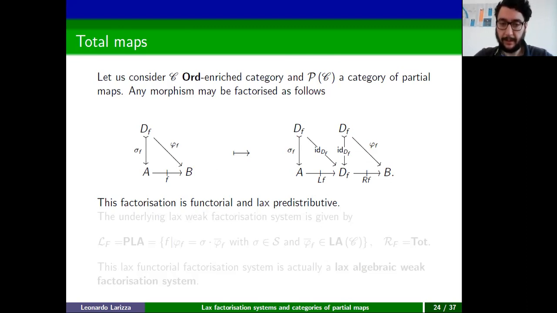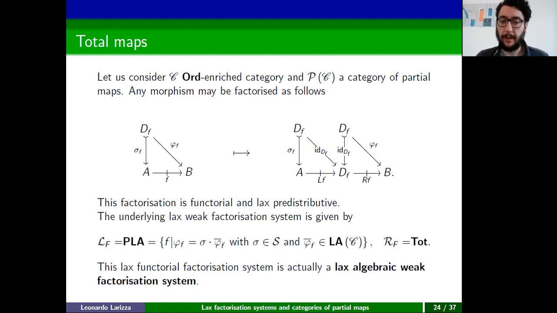Well, actually, it is a known fact that this factorization exists, and it is functorial, and moreover, it is lax distributive. Therefore one can ask what is the definition for these two classes. For the left part, morphisms that belong to LF are partial left adjoints, meaning that their function component is given by a sigma in S and a phi bar F, which is a left adjoint in C. The difference between a partial left adjoint and a left adjoint is that a partial left adjoint is not total, and it is therefore not a left adjoint. And the right part is given by total maps.